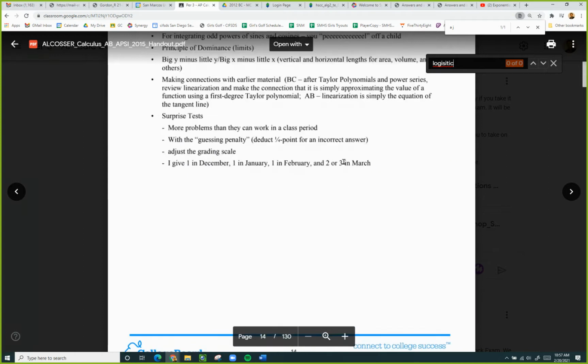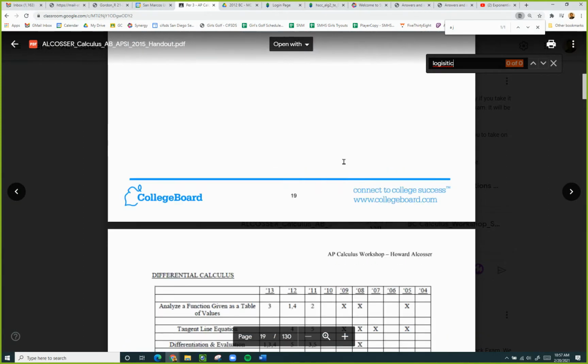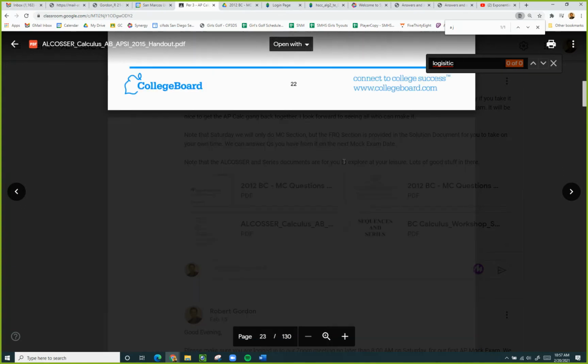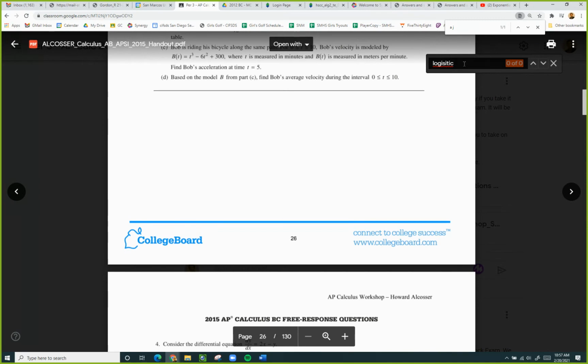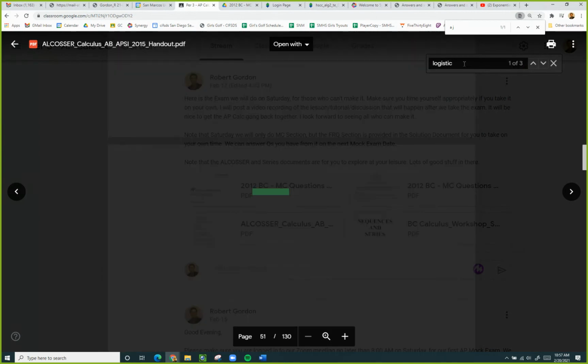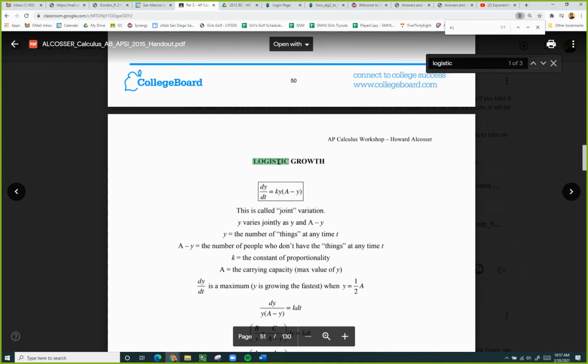There's some good stuff in here if you haven't looked through it yet. I don't know why it's not reading logistic. I'm spelling it wrong. There we go. Okay, so logistic growth, it's on page 51 of that sheet.